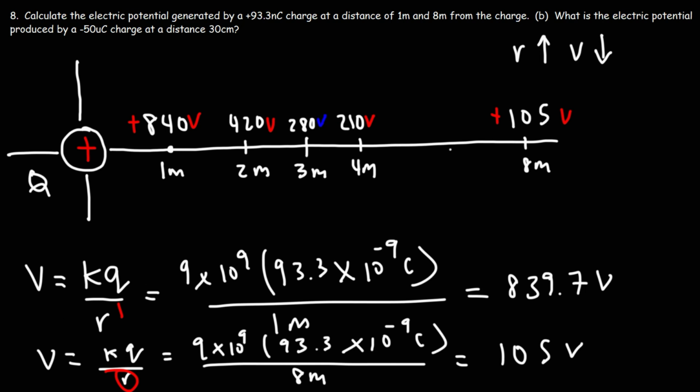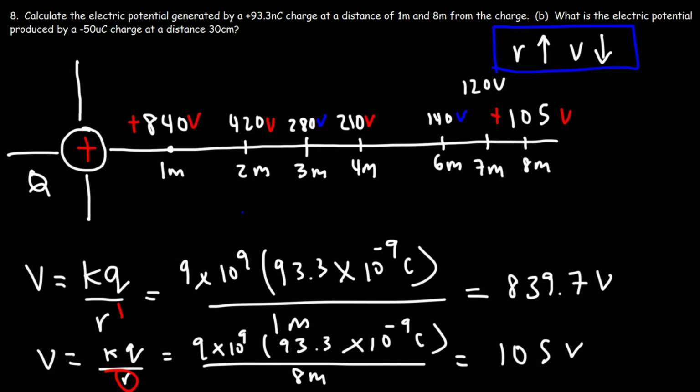If we wish to calculate it at 6 meters, going from 3 to 6, the distance is doubled, so we need to divide the potential by 2. So half of 280 is 140. And then you can add more values if you want. But notice the general theme here. As we move away from the charge, the potential decreases. Let's say if we want to get it at 7 meters, it will be 840 divided by 7. So it's going to be 120 at 7 meters.